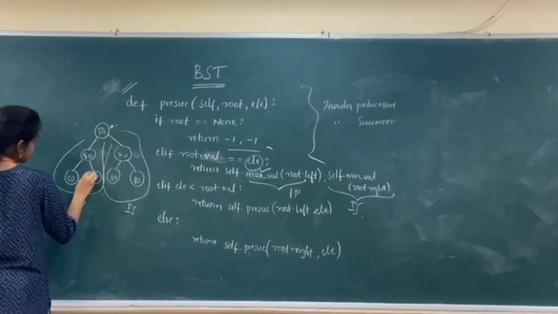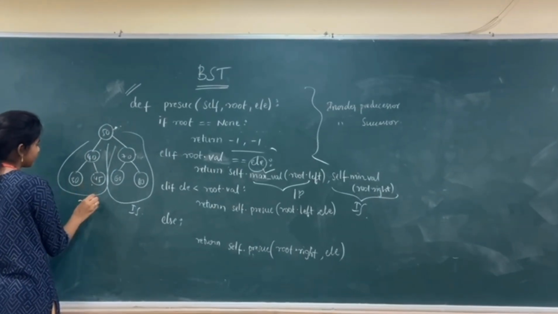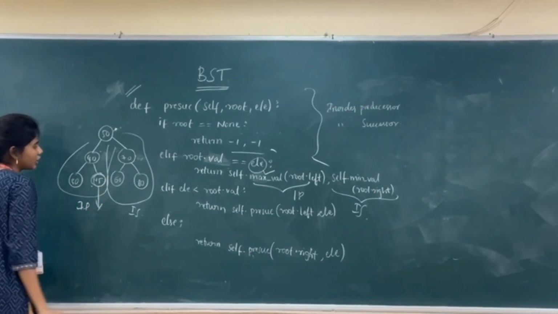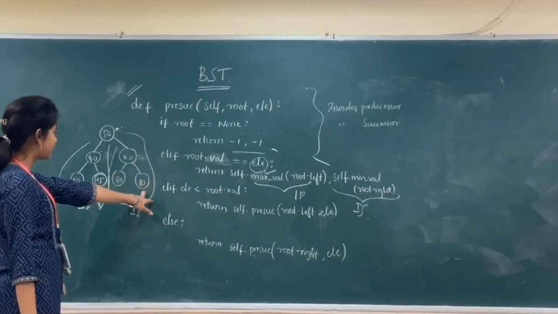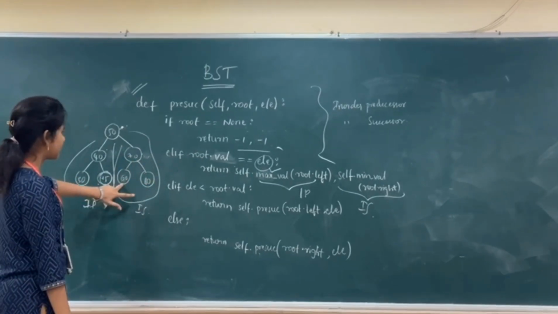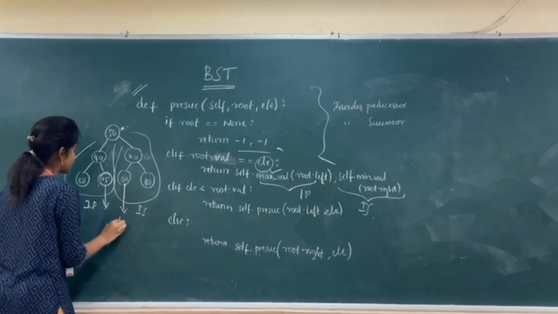And here the INORDER predecessor is the maximum value in the left subtree, that is 45. This is the INORDER predecessor. And coming to the right subtree, the minimum value is 60, right? So this will be the INORDER successor of this.